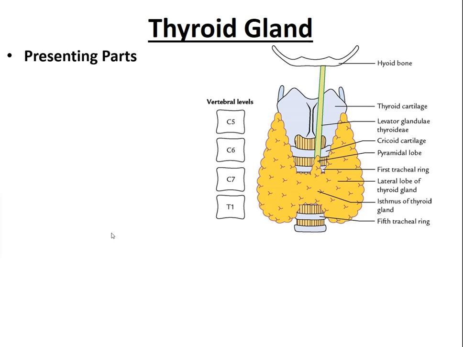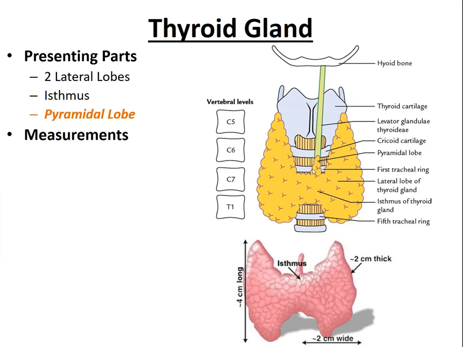Now, what are the parts of the thyroid gland? It has two lateral lobes, one on either side, which are connected by an isthmus. And sometimes on the upper border of the isthmus a triangular projection may be seen, which is known as the pyramidal lobe, and that is a remnant of the thyroglossal duct.